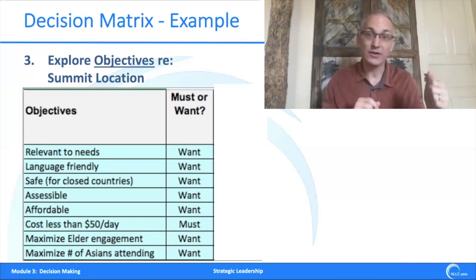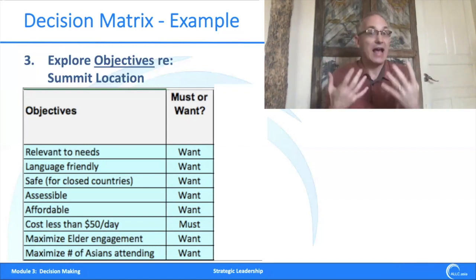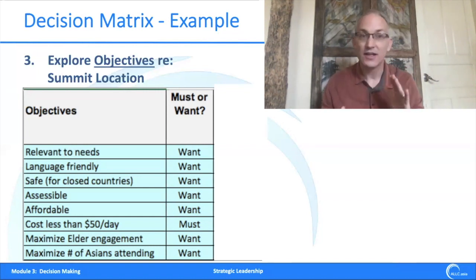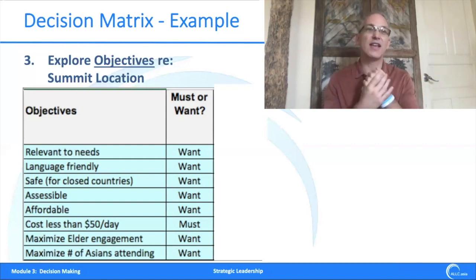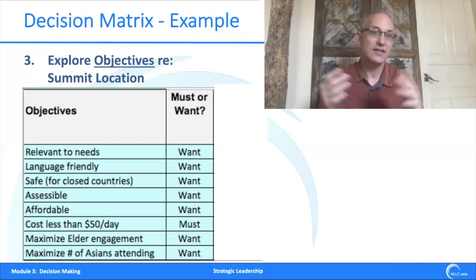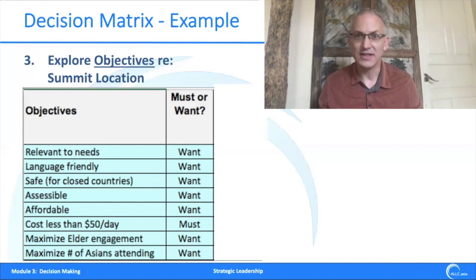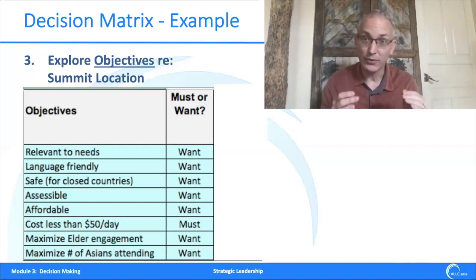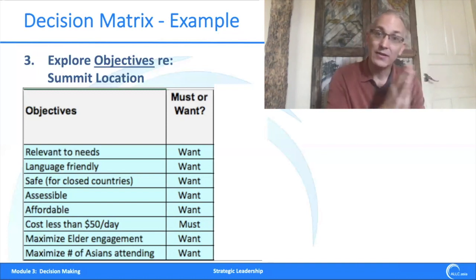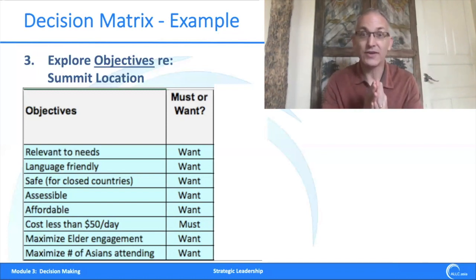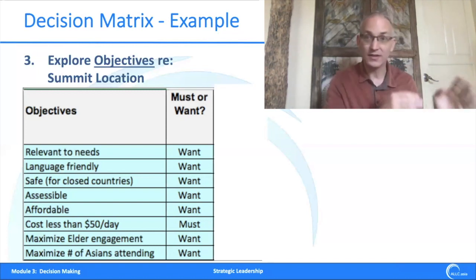That tells us it's important. And now what we want to know next is how important is it, right? So yes, it's very important that the summit is relevant to the needs of our people, that it's language friendly, that it's in a safe place for people coming from closed countries, that it's accessible and affordable, etc. All these things are really important, but they're not something we're willing to put a must on. How do you measure relevant to the needs and say it's good enough? No, we just say it's really important. So you'll find that most of your objectives you're going to be classifying and categorizing as a want, but there may be a few that you say it's an absolute, that it can't be more or less than such and such, right?